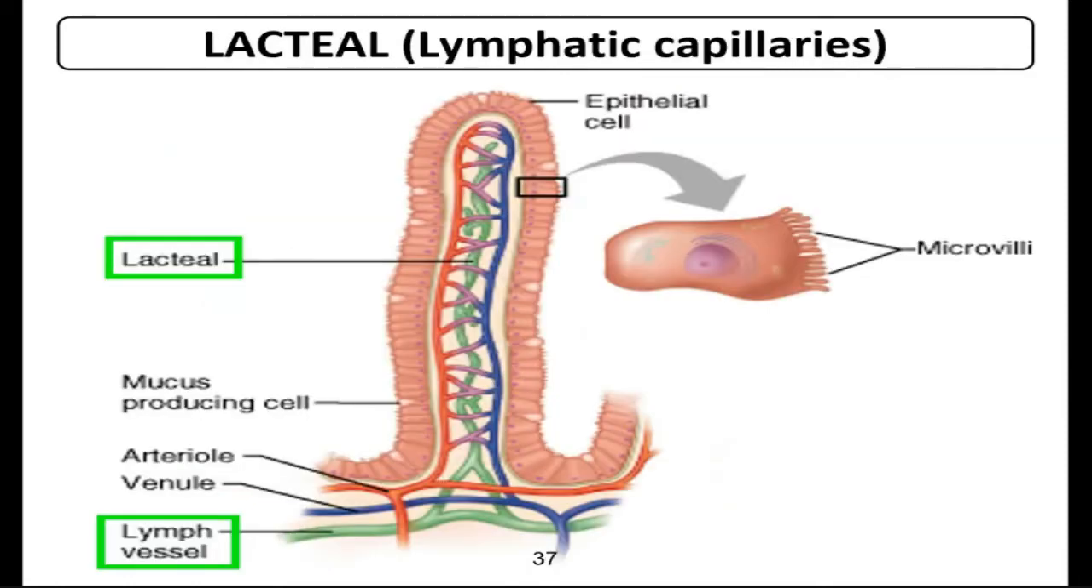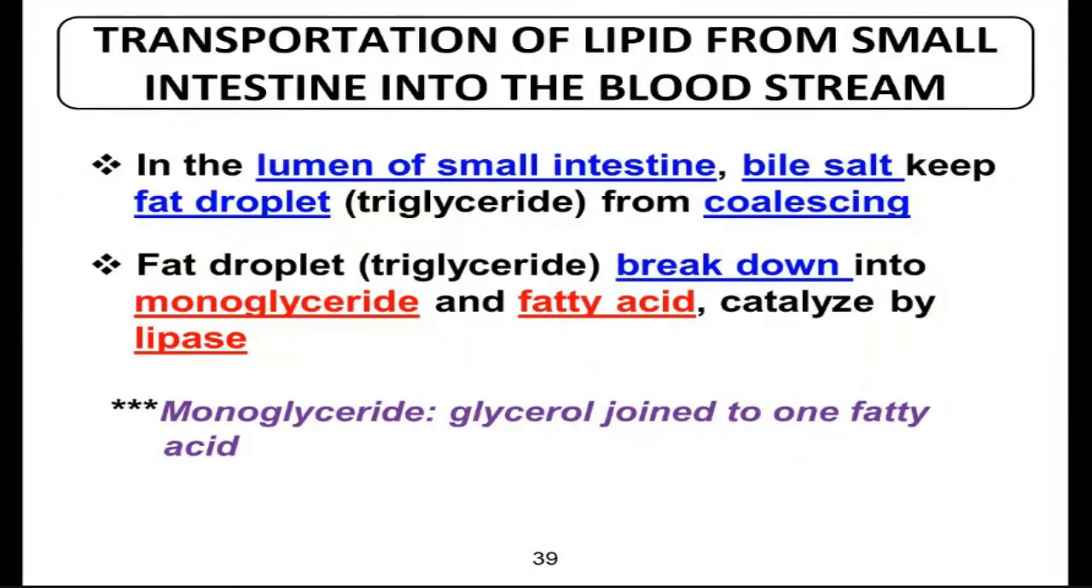Okay. So this is the structure of the villus, lined by epithelial tissue, cells. Okay. So dalam ni yang hijau ni adalah lacteal. Lacteal also surrounded by artery, blood capillary lah. Transportation of lipid from small intestine into the bloodstream. It occurs in the lumen of the small intestine where bile salt ni adalah garam hempedu.